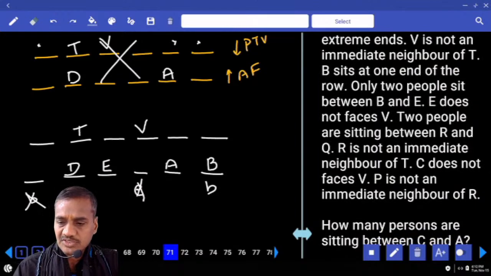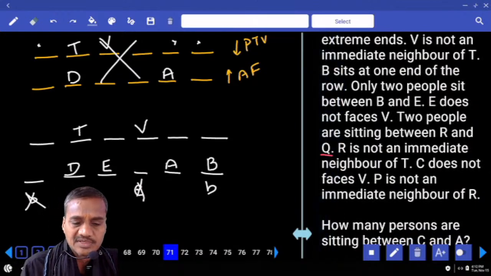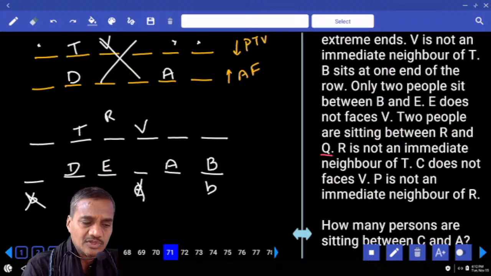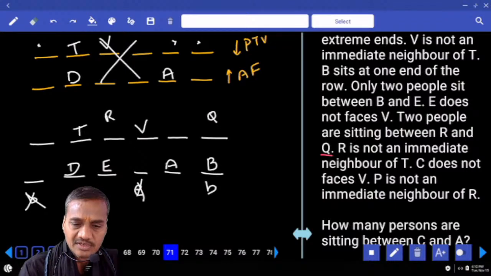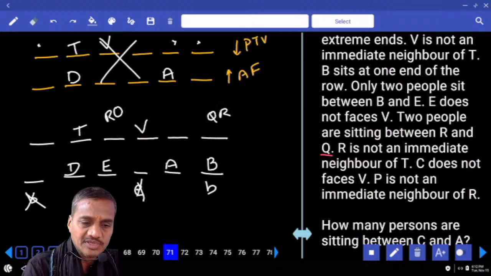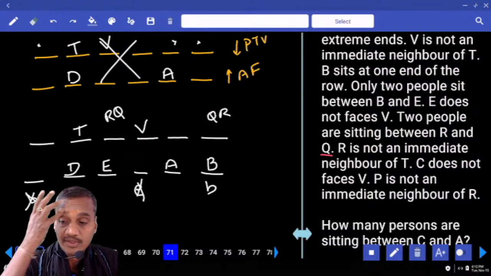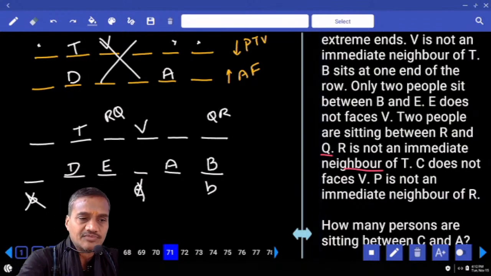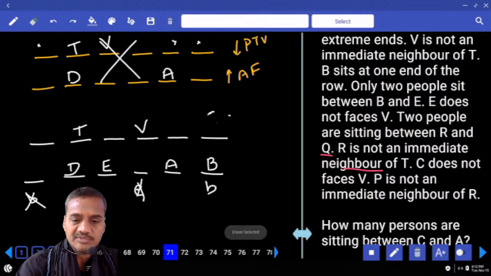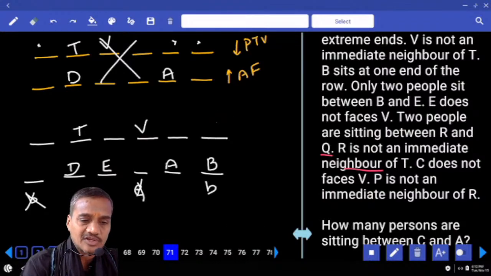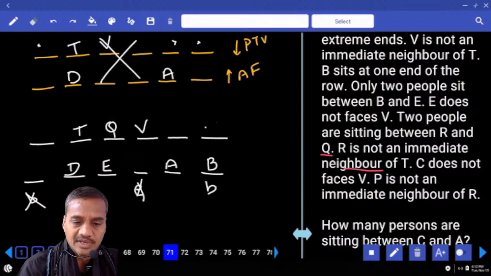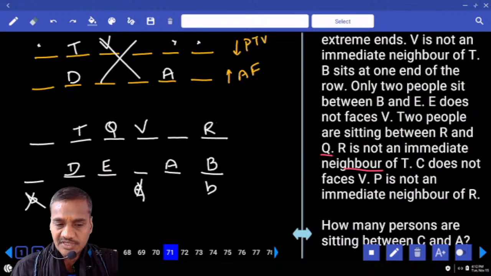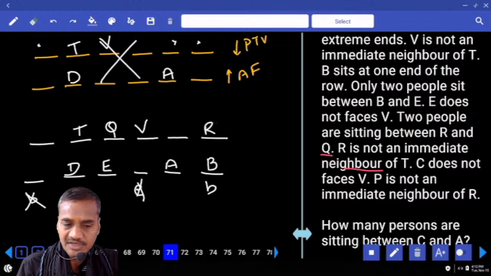And there are two persons between R and Q. Now between R and Q there must be exactly two people. If R is here, Q will be here, or if R is here, Q will be here. This is the only possibility we have. R is not an immediate neighbor of T. Hence R cannot be at this place. As R cannot be here, Q is here, then R is at this place. R is not an immediate neighbor of T.